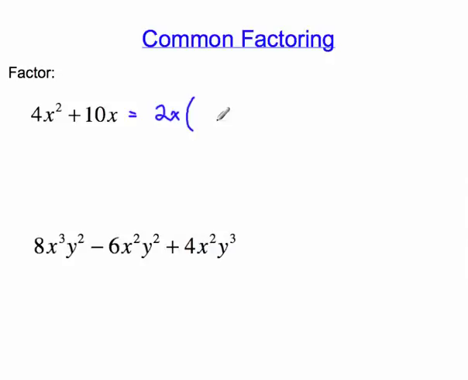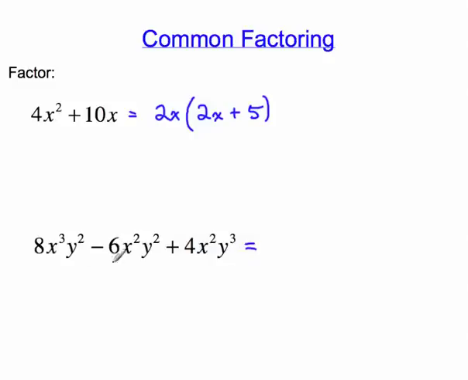Then you have to think of what's left. So you're dividing 2x out of 4x squared. That leaves you with 2x. And then dividing 2x out of 10x leaves you with 5. So common factoring here, you'd common factor out 2x, and inside the brackets you'd be left with 2x plus 5. If you want to check that, you could always multiply back. 2x times 2x is 4x squared. 2x times positive 5 is 10x. So that works. Here's a slightly more complicated one.